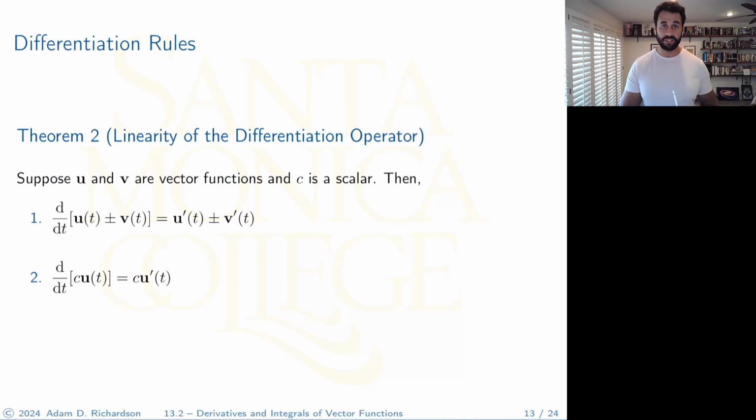Now, some important differentiation rules. We get everyone's favorite, which is linearity of the differentiation operator. This gets used all the time. Basically, if you want to differentiate a sum or a difference of vectors, you can just differentiate the individual vectors and then add or subtract. Furthermore, if you wanted to differentiate a scalar multiple of a vector, you can just pull the scalar out and differentiate the vector and then multiply by the scalar. So all that stuff that you did back in Calc 1 where you would pull out constants and you would throw the limit operator over sums and differences, that is still all good. You can still do that.